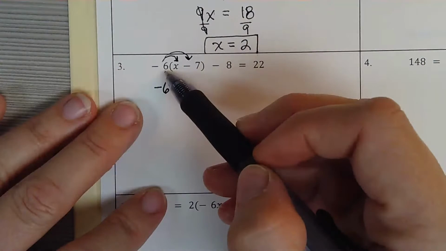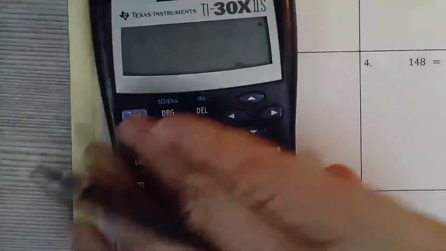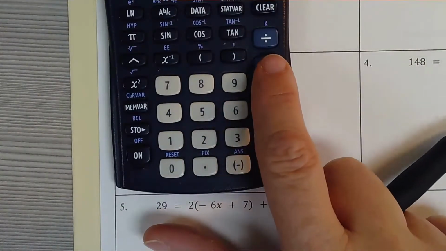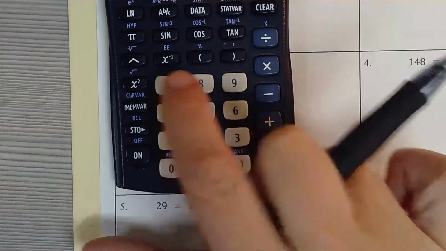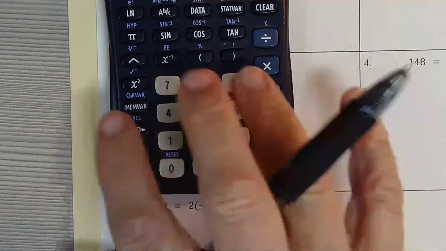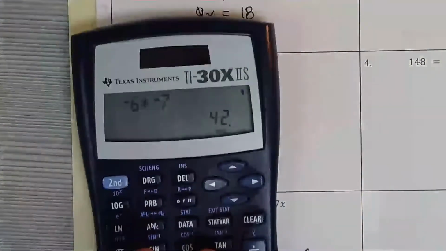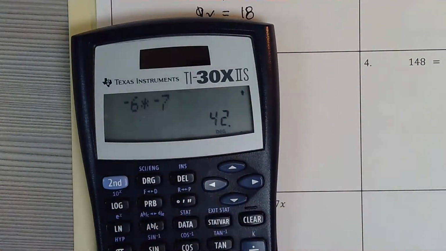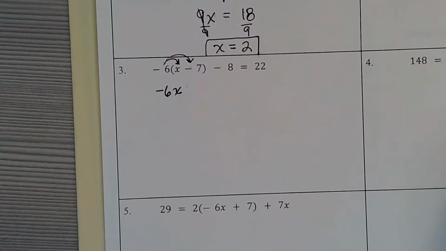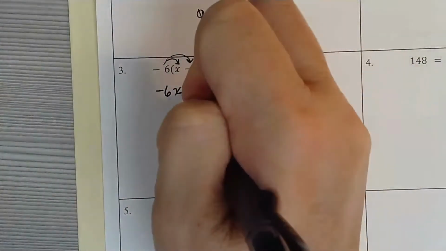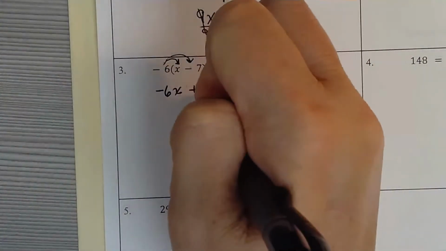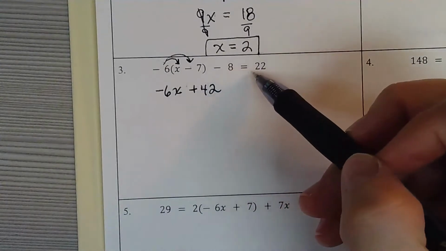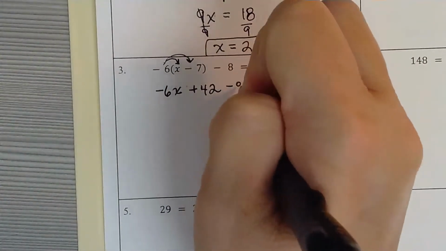And then we have -6 times -7. Let's use our calculator for that. -6 times -7. I highly recommend putting these in the calculator yourself, not just waiting for me to do it. You need to practice how to use these calculators correctly for these negative numbers. So -6 times -7 is a positive 42. Positive sign, 42. And then the rest of the equation, -8 equals 22, we just bring straight down.